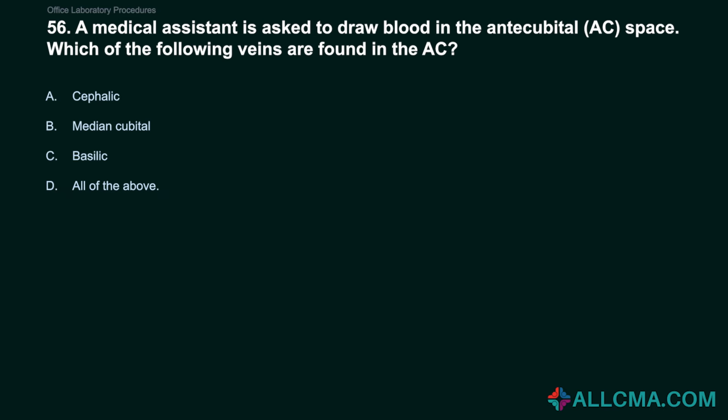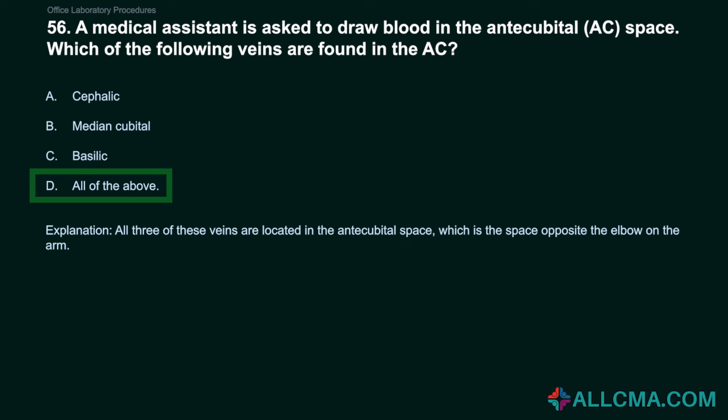56. A medical assistant is asked to draw blood in the antecubital, AC, space. Which of the following veins are found in the AC? A. Cephalic. B. Median cubital. C. Basilic. D. All of the above. Correct answer, D. All of the above. All three of these veins are located in the antecubital space, which is the space opposite the elbow on the arm.